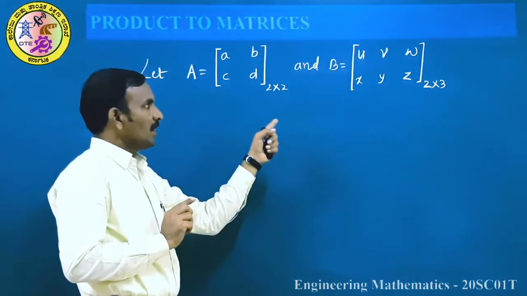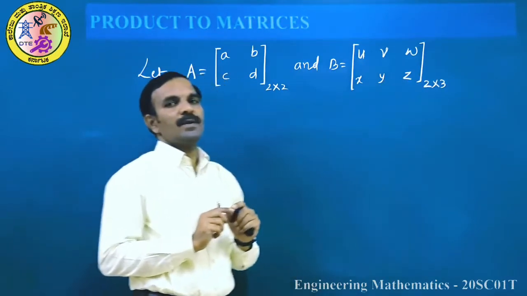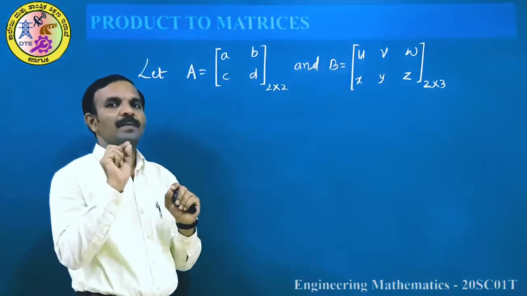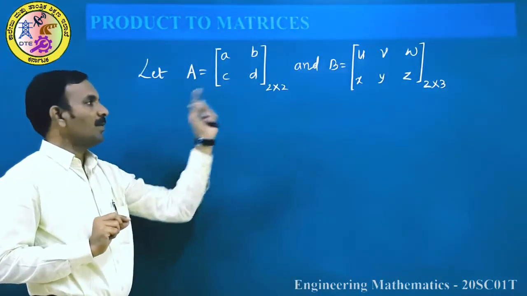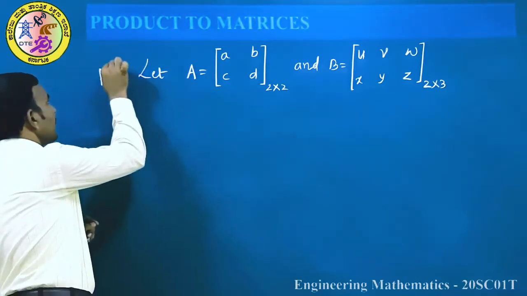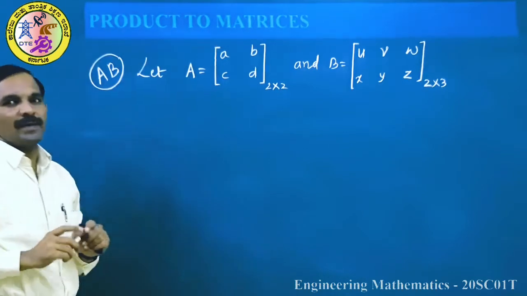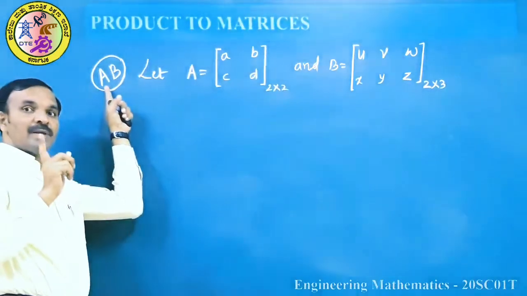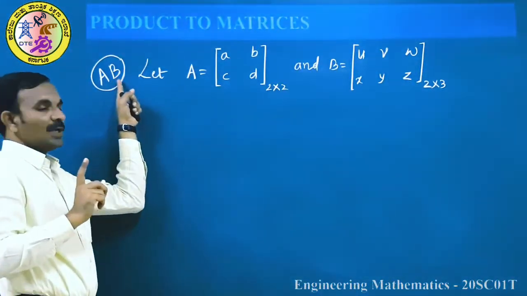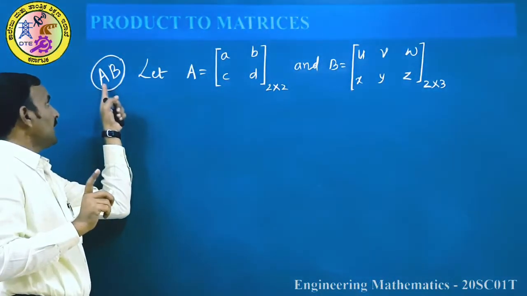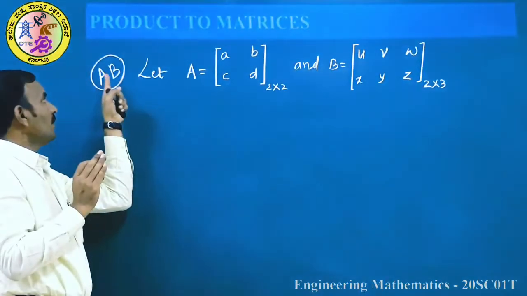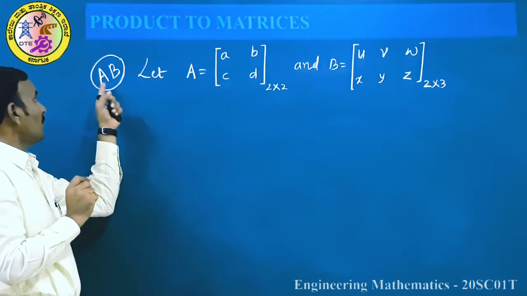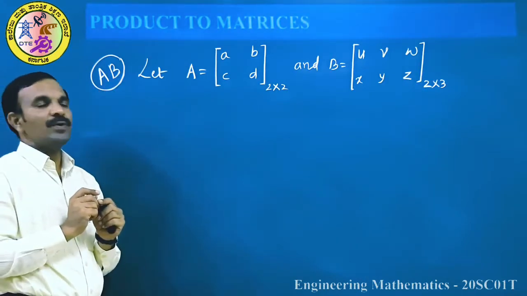equal to number of rows in B. Only if the columns in A and the rows in B are equal, we can find out A into B. That is, to find AB, to find A into B, what is the condition? The number of columns in A must be equal to number of rows in B. Only then we can find out AB matrix, that is A into B.